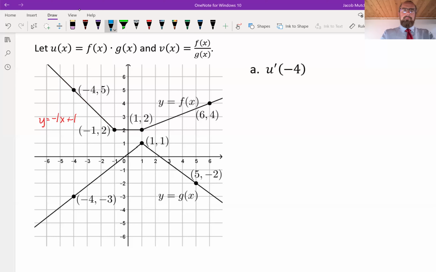Well, this middle piece is perfectly horizontal, so it's got a slope of 0. I could write it as y equals 0x plus it goes through the y-axis at 2, but 0x will cancel. This is y equals 2.